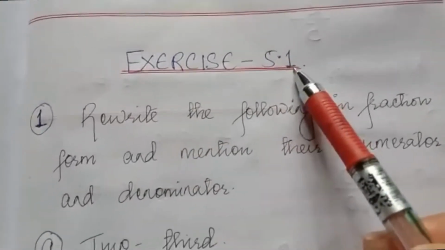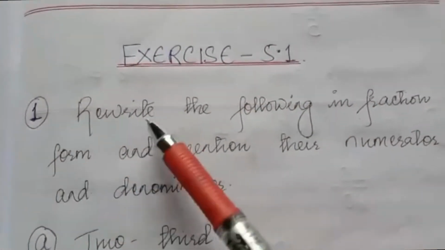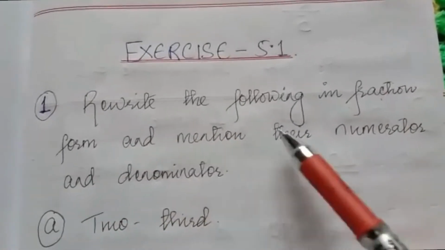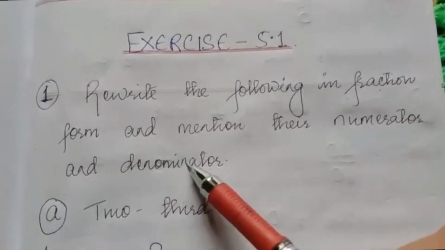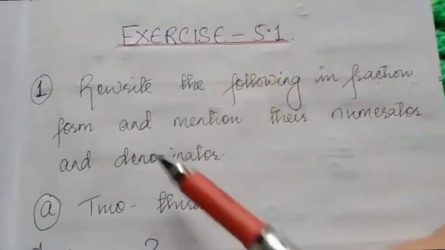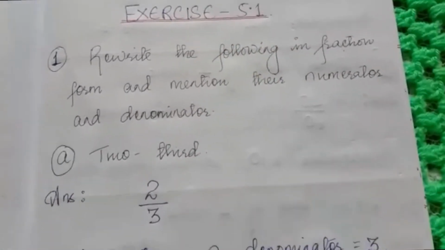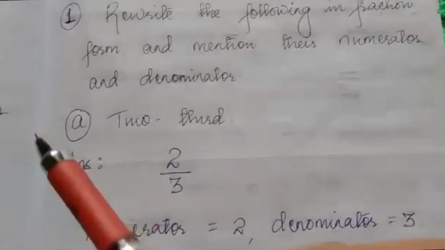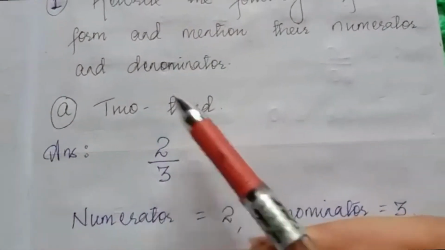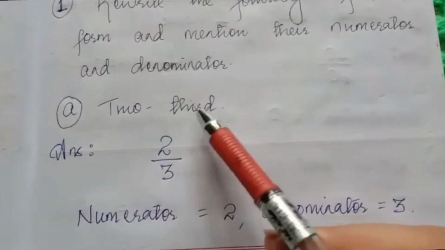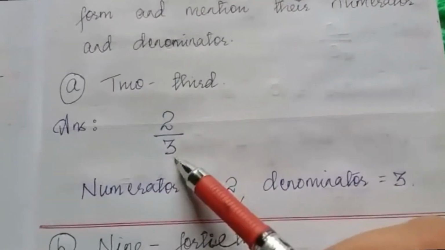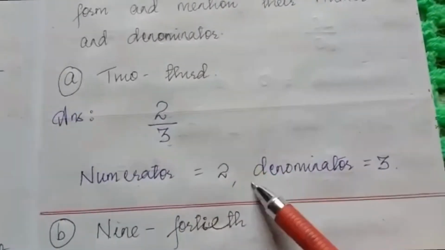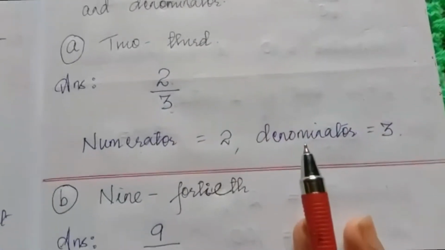Exercise 5.1. Number 1. Rewrite the following in fraction form and mention their numerator and denominator. First you have to write the fraction. After that you have to mention which one is numerator, which one is denominator. Number A. 2/3. 2/3 means 2 will be up, 3 will be down. Your fraction is 2/3. Your numerator is 2 and the denominator is 3.